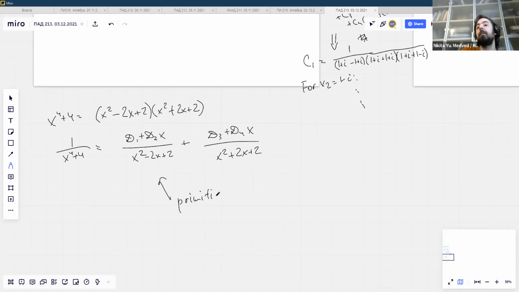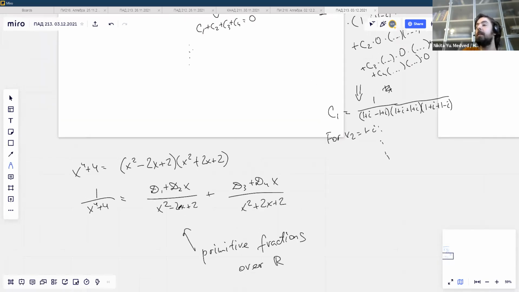Primitive fractions over R. Over complex numbers, only linear things can be in the denominator, and here something non-linear, something quadratic maybe. Still, it's easy to find such a splitting. Again, you can do it by brute force. You simply take this expression and think that I don't know d1, d2, d3, d4. Let's find them any way, like by putting in 4 values of x or by multiplying everything by this. Either way, it will work.